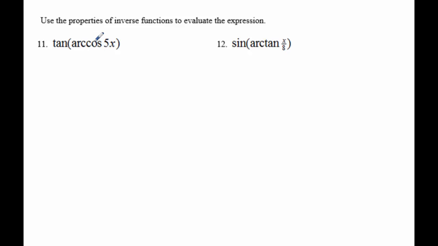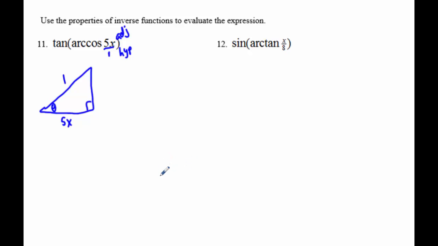On 11, we are given arc cosine of 5x, and we're going to use that to come up with a triangle. To do that, I need to put this over 1, because cosine is adjacent over hypotenuse, and without that over 1, I don't know what my hypotenuse is supposed to be. We need to draw a triangle, and then label our angle so we know what our perspective is, because the adjacent side would be the bottom. The hypotenuse would be 1.